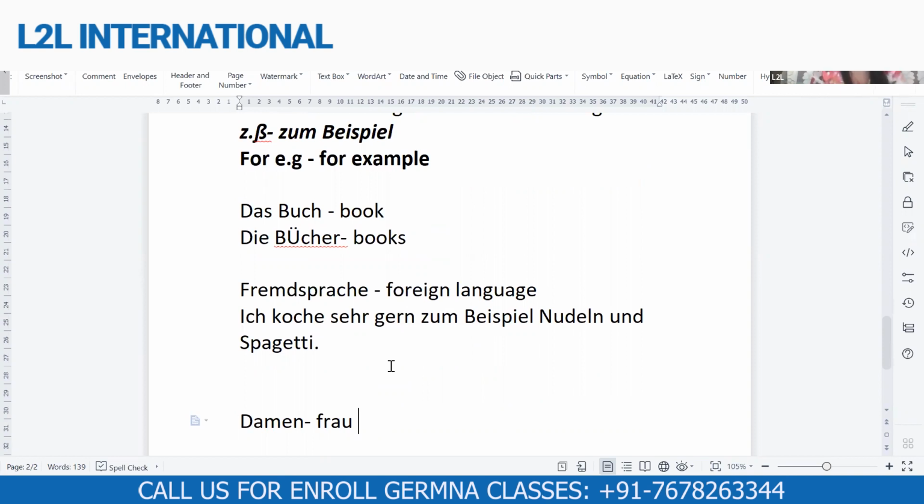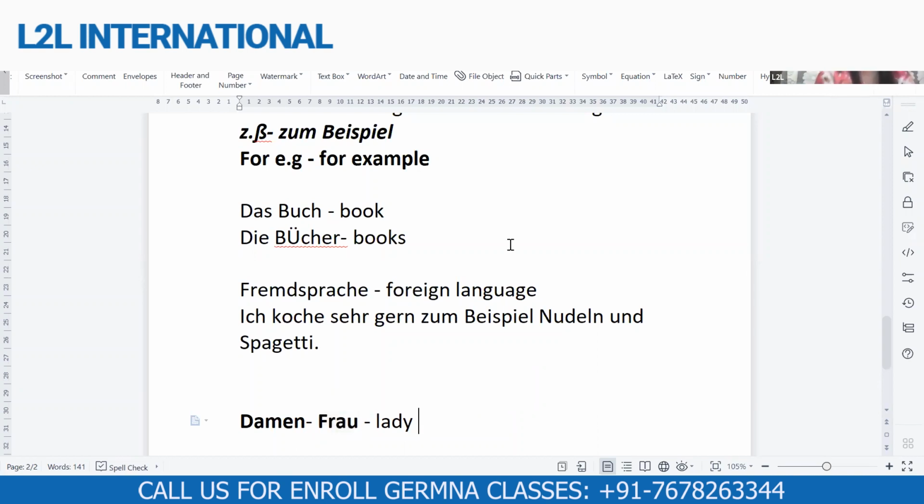Now, Frau. So what happens with Frau? Frau is again a word for lady. Now the question is, what to use, Frau or Damen? The answer is that one is obsolete. Obsolete means that we used to use it a little earlier. That is Damen. But in many instances, for example, if you see a formal letter, if you are addressing a lady, you are generally using the word Damen. But in normal conversation, we always use the word Frau.